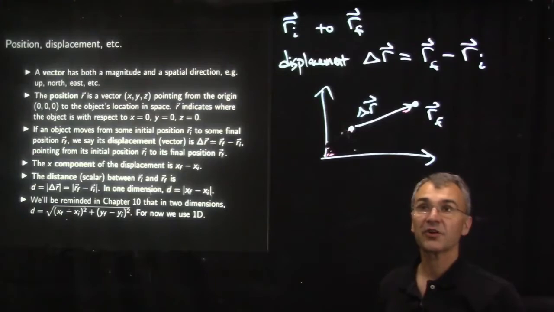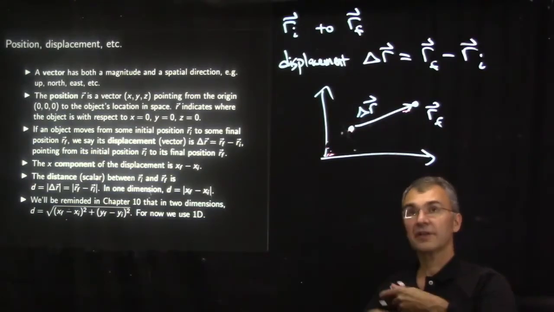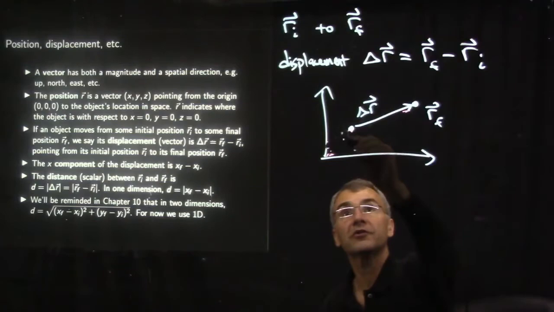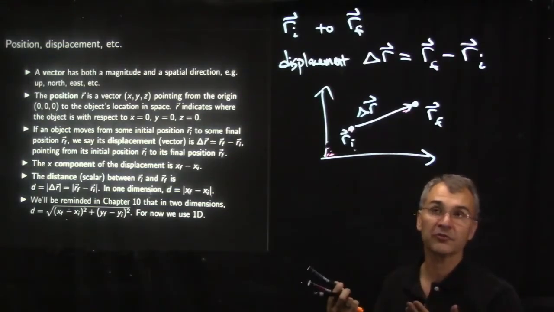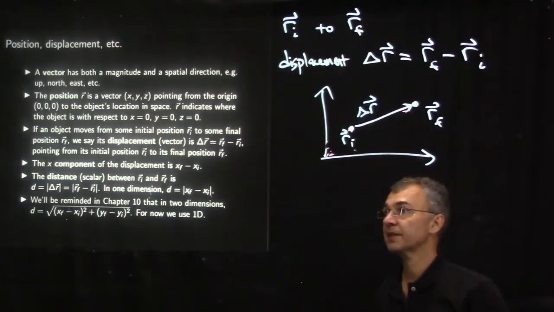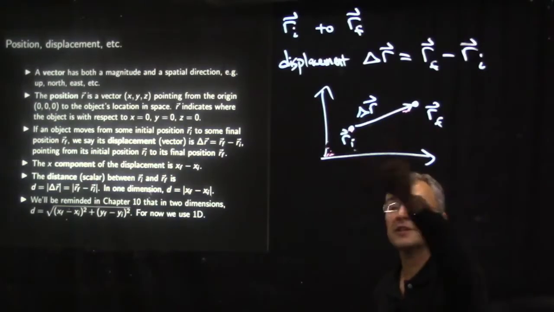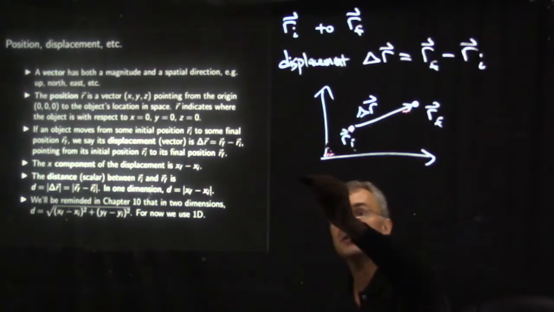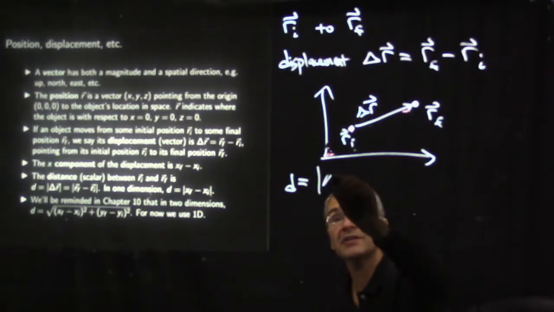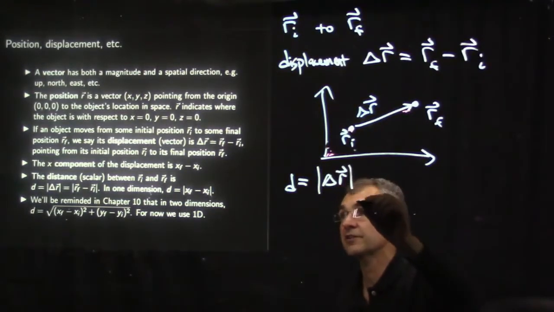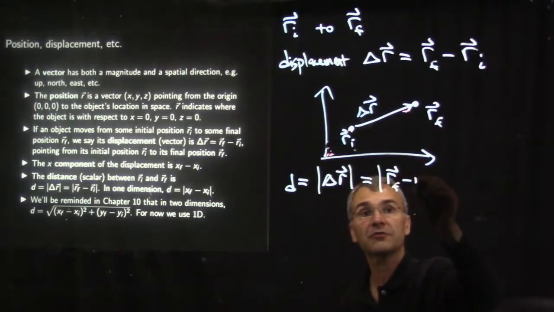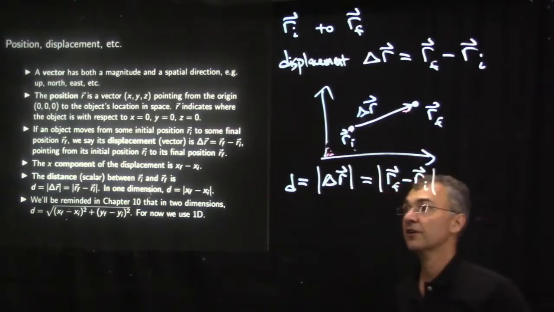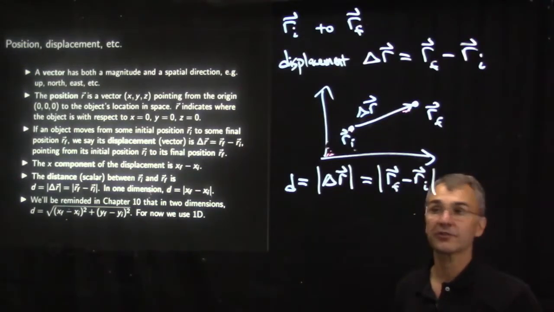That may have been unnecessarily confusing. In any case, this vector delta R points from R initial to R final. So displacement is a vector, points from where you started to where you finish. The distance between R initial and R final is d, which is just the magnitude of the displacement vector, which can also be written as the magnitude of this difference, R final minus R initial. Then of course we have to know how to subtract vectors.